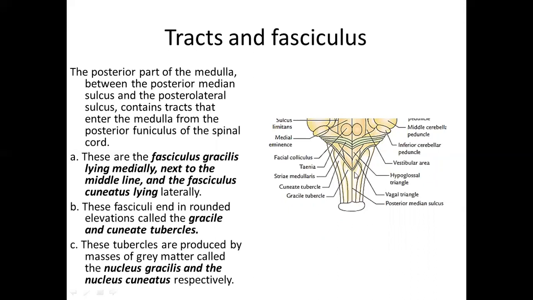The fasciculus cuneatus will give a rounded swelling known as nucleus cuneatus, whereas where the fasciculus gracilis terminates, the gray matter will form a tubercle, the gracile tubercle. So the elevations produced are the tubercles, and the gray matter where they terminate are the nucleus cuneatus and the gracilis, and the elevations produced are the tuberculum cuneatus and the gracilis respectively. Cuneatus being on the lateral side, gracilis being on the medial side.